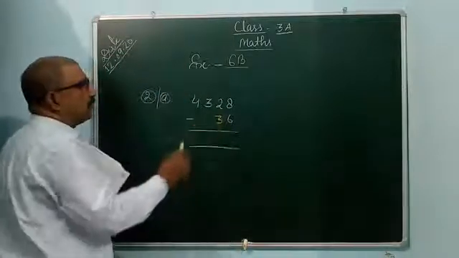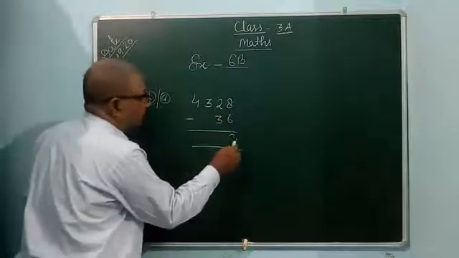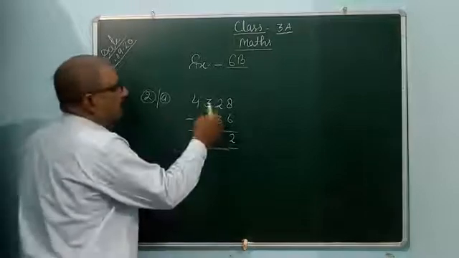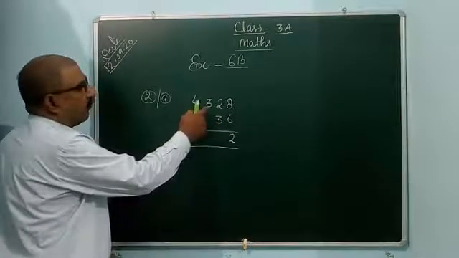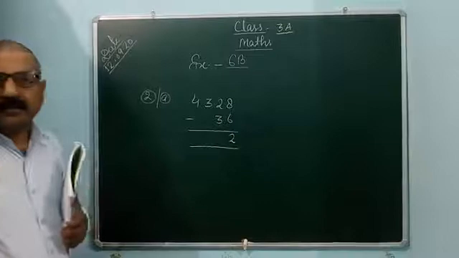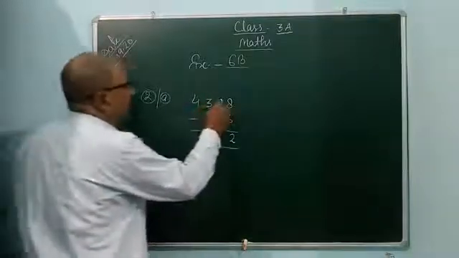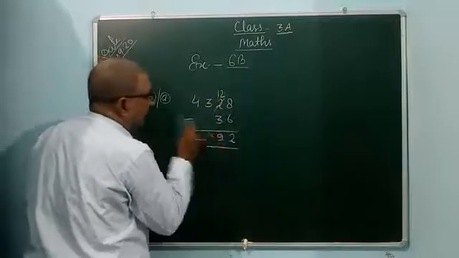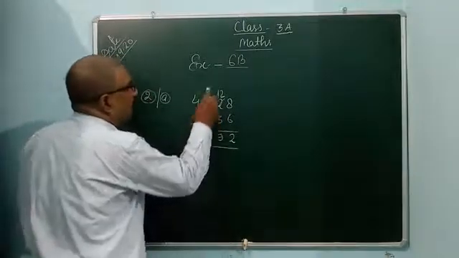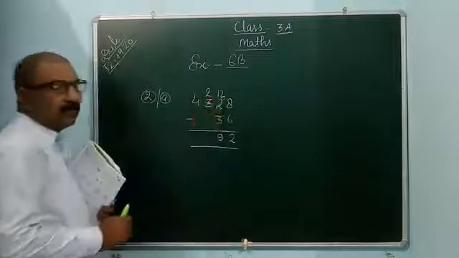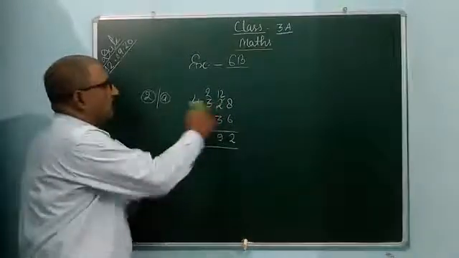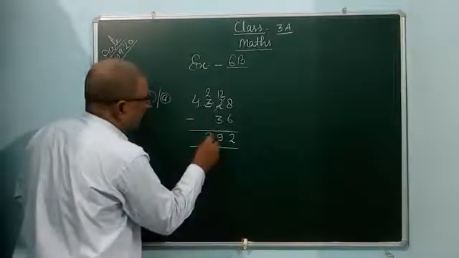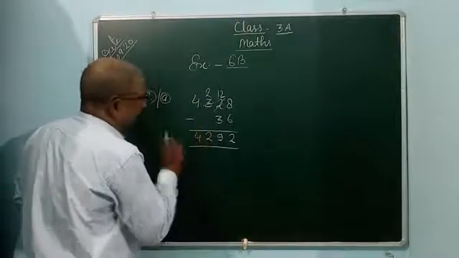8 is bigger, so 8 minus 6 will become 2, and 2 is less, 3 is bigger. So this tens place 2 will take borrow from 3. 3 is at hundreds place, it will be 12. 12 minus 3, 9, and here it will be 2, because 3 is given 1, so 3 minus 1, 2. 2 is remaining here.